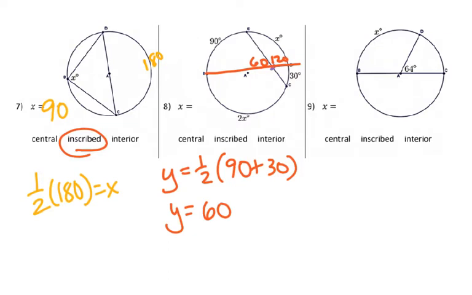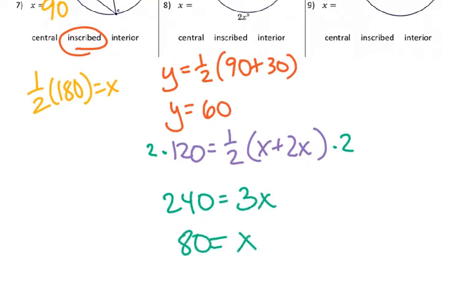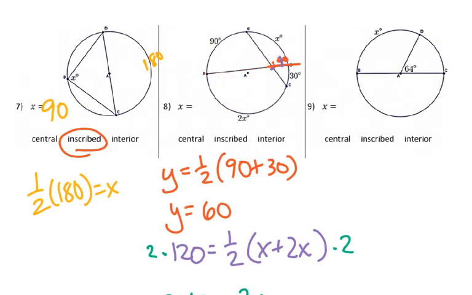So then what you can do is say 120 is equal to half of x plus 2x. And as long as I only have one variable, I can solve that. So if I multiply both sides by 2 to get rid of my fraction, x is equal to 80. So you look back and see if that seems to make sense. If this is 80 and this is 160, plus 90 plus 30, does it add up to 360? It would have to be, or else something's wrong. Okay, I'm sorry, that's an interior angle.